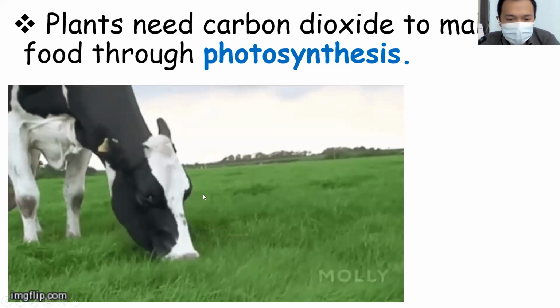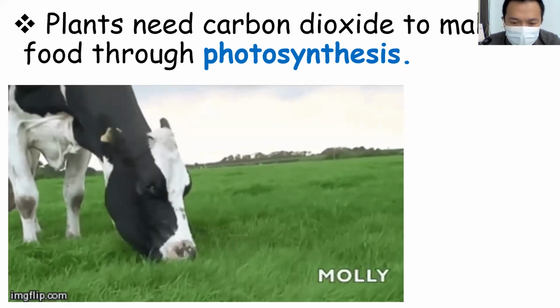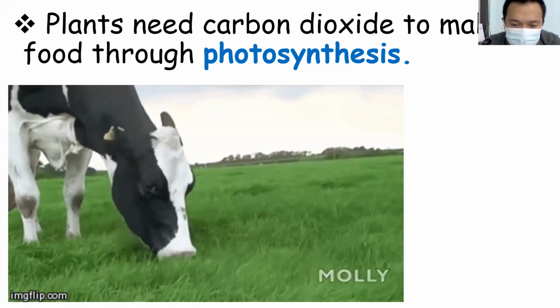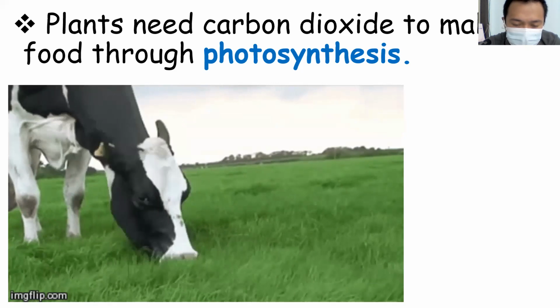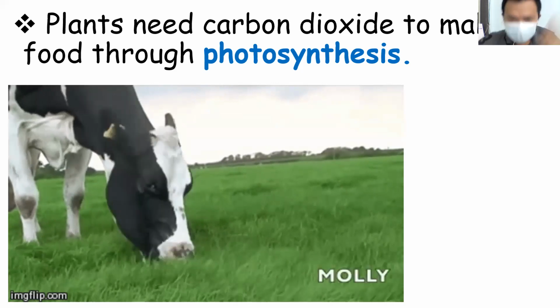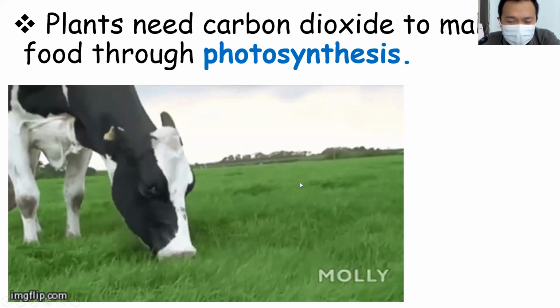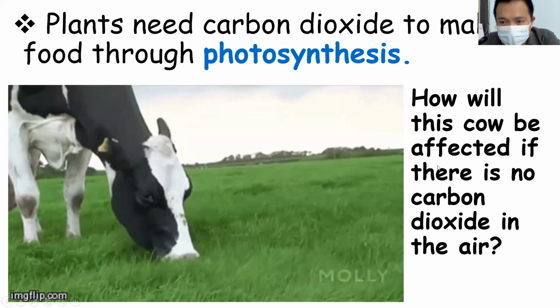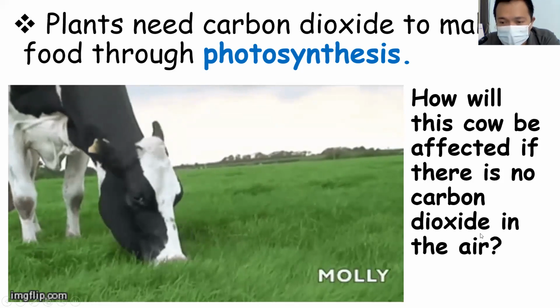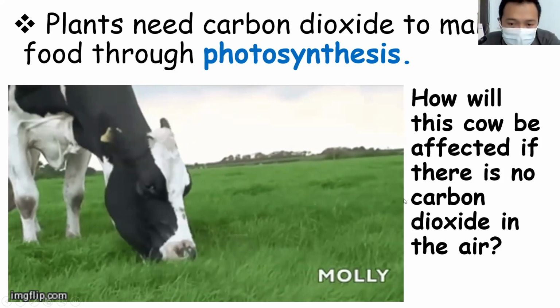So look at this. The picture shows that the cow is eating grass, and the grass needs carbon dioxide in order to survive and to make food. How will this cow be affected if there is no carbon dioxide in the air? So they will die. That's what I told you a while ago.